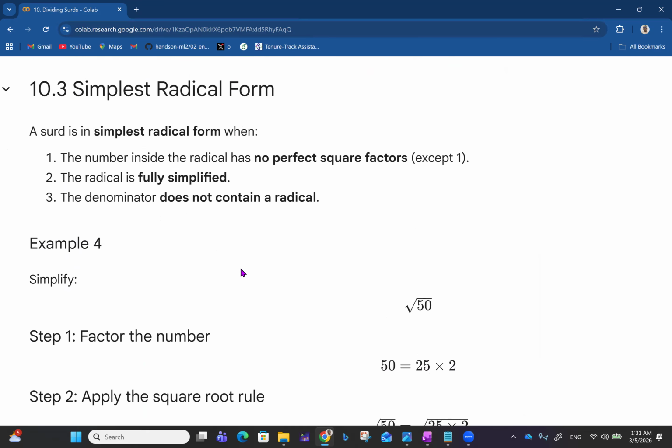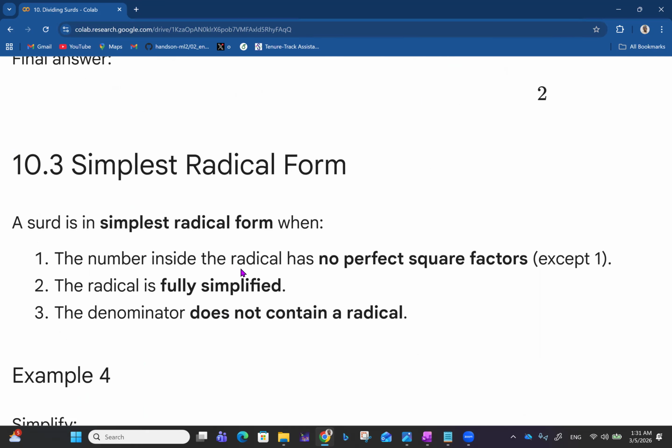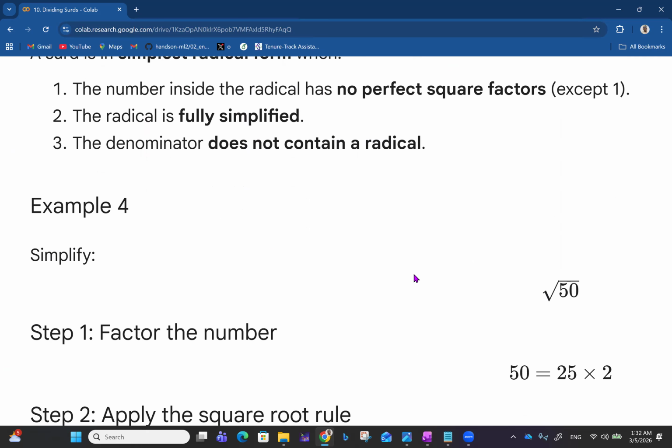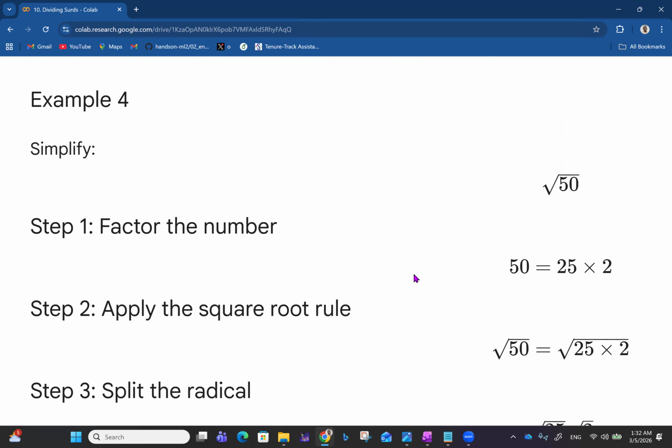I think we had mentioned it in a previous video, but it's good we are seeing it again. So, simplest radical form: a surd is in the simplest radical form when the number inside the radical has no perfect square factors except 1, and then the radical is fully simplified. That means you cannot simplify it further, and the denominator does not contain a radical. All right, so let's see how this plays out.